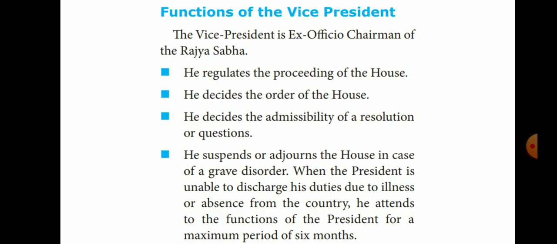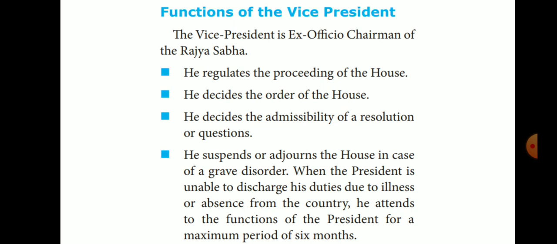Well, the functions of the Vice President. The Vice President is ex officio chairman of the Rajya Sabha. He regulates the proceedings of the House. He decides the order of the House. He decides the admissibility of a resolution, that is, if any laws have to be resolved. He gives the admission, or the questions also are admitted by him. He suspends or adjourns the House.